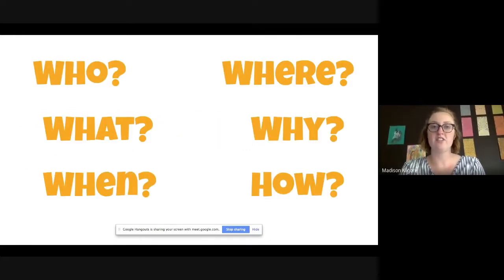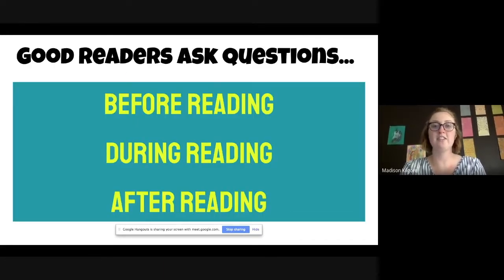So here are our question stems: who, what, when, where, why, and how. We use these at the beginning of questions to help frame our questions and get our minds thinking. Good readers ask questions before reading, during reading, and after reading. We practiced all 3 of these skills yesterday during our lesson. We'll continue to do so even as we've already started reading the book.